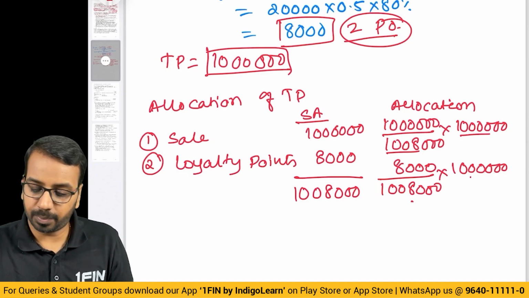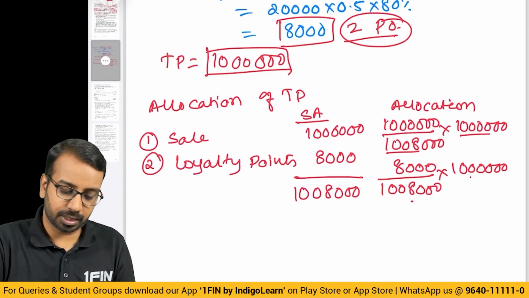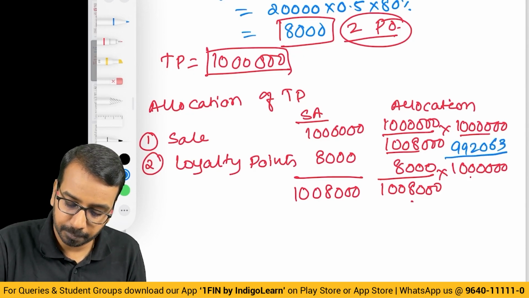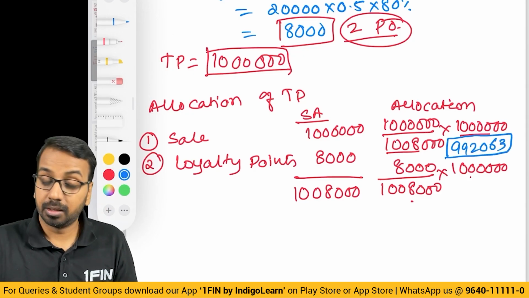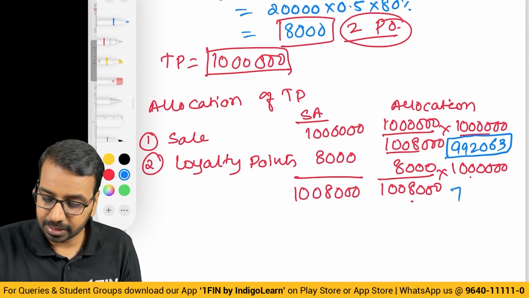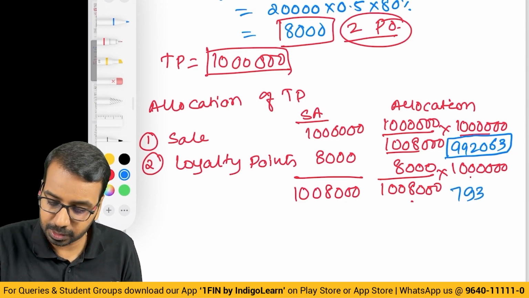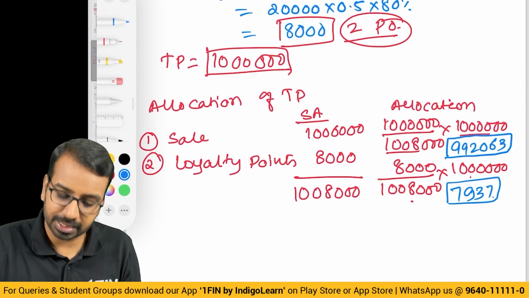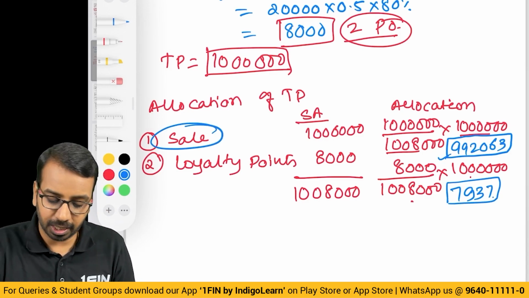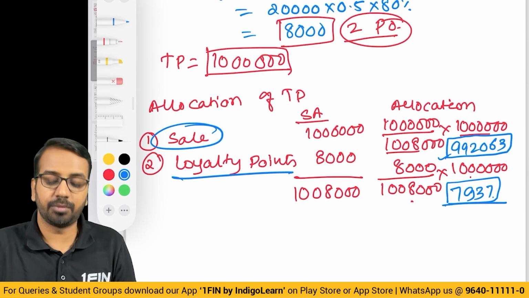If I press equal to, I get 992063. And for the next calculation, I can just type 8,000 and press equal to, I get 7937. So revenue will be recognized for 9,92,063 and for loyalty points, the liability will be 7,937.